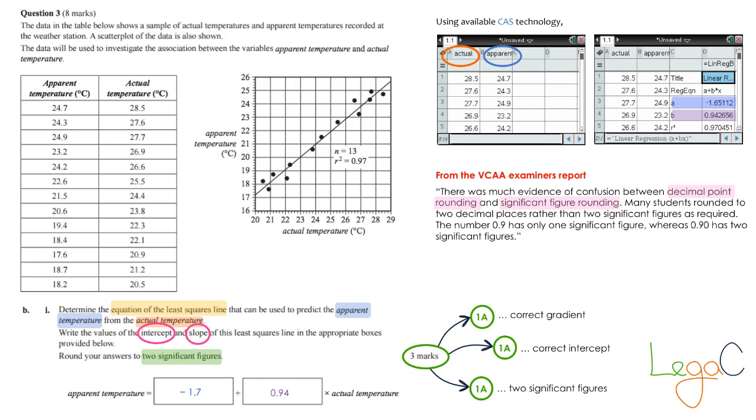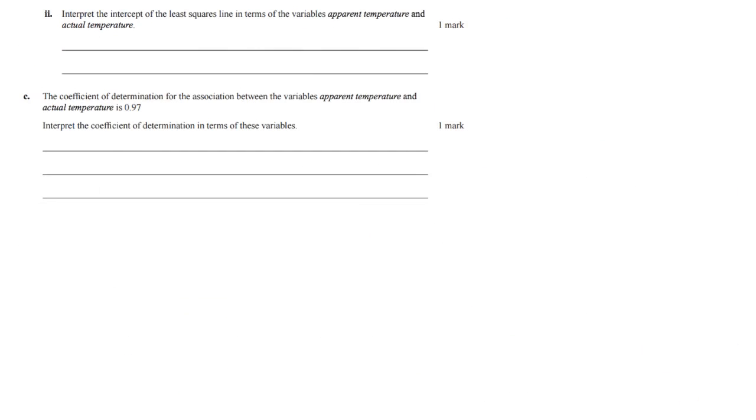Here is an example. The number 0.9 has only one significant figure, which is 9, whereas 0.90 has 2 significant figures, which are 9 and 0. In part 2 i of this question, we are asked to interpret the intercept of the least squares line in terms of the variables apparent temperature and actual temperature. This question is worth 1 mark, which is going to be an answer mark for a correct answer.